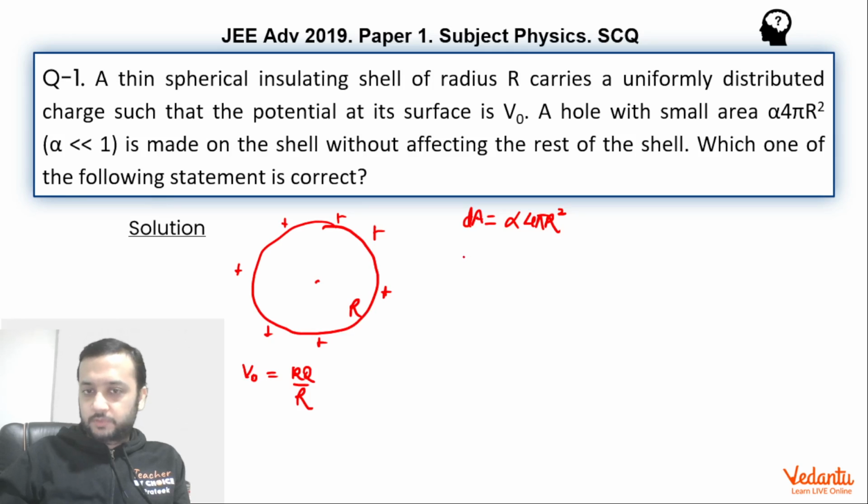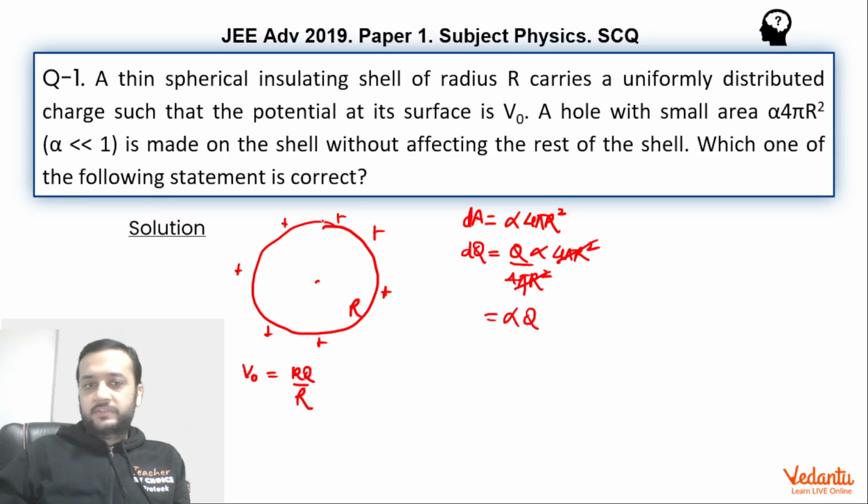Right? Because if you say dq charge has been removed, let us say, so we can say that dq will be equal to q upon 4 pi r square into the area that has been removed, dA. So that will become q upon 4 pi r square into alpha into 4 pi r square. So this becomes alpha q, right? So this amount of charge has been removed.